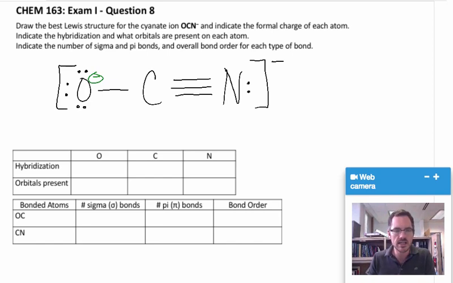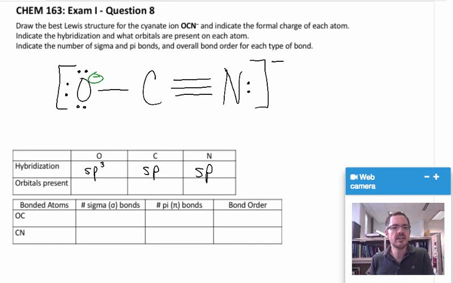present on each. So I'm going to start with the central atom because we know how to work with hybridizing central atoms. I have two electron domains on carbon. So having two electron domains on carbon means my hybridization is sp. On my nitrogen, I also have two electron domains, which is also an sp orbital. And for oxygen, I have four electron domains, which is an sp3 orbital.